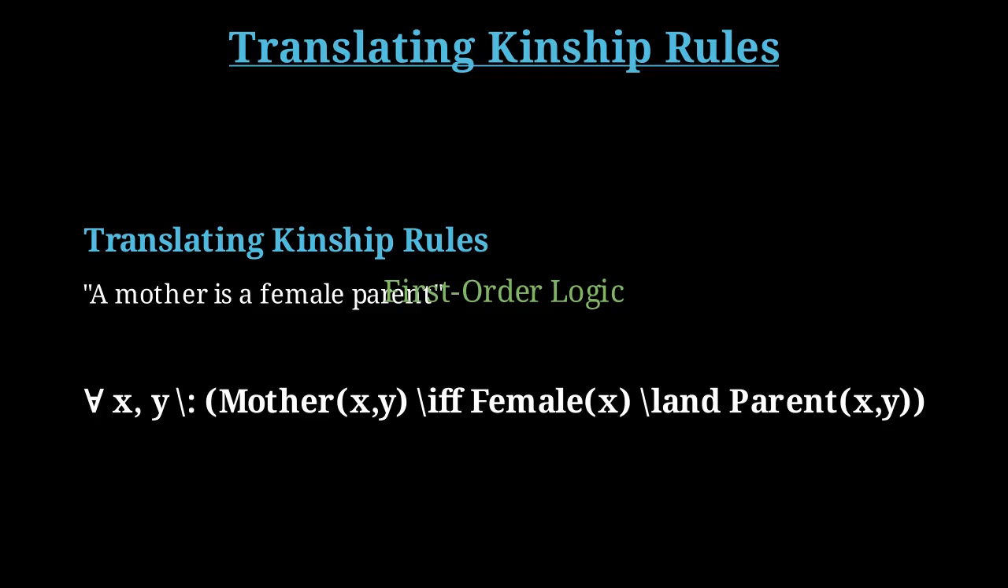We use the universal quantifier for X and Y, and Mother(X, Y) is logically equivalent to the conjunction of Female(X) and Parent(X, Y). If the AI agent knows Mary is female and Mary is John's parent, it logically deduces Mary is John's mother. We can build more complex rules by chaining these axioms.